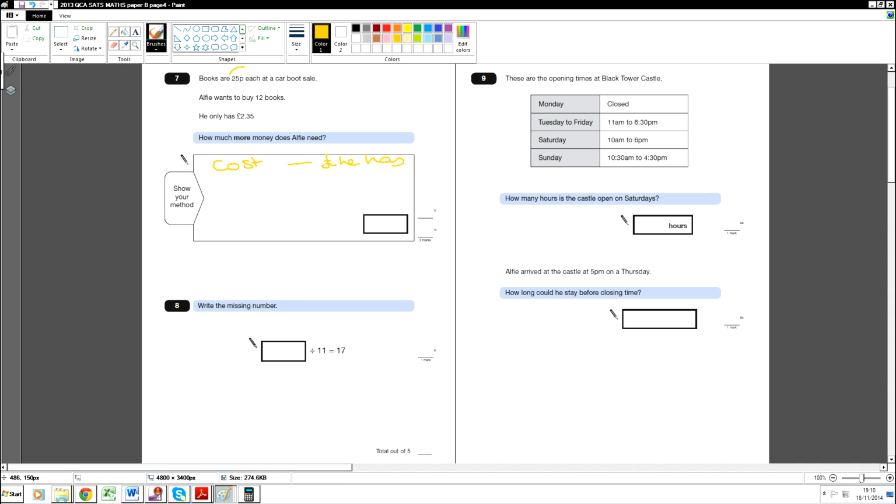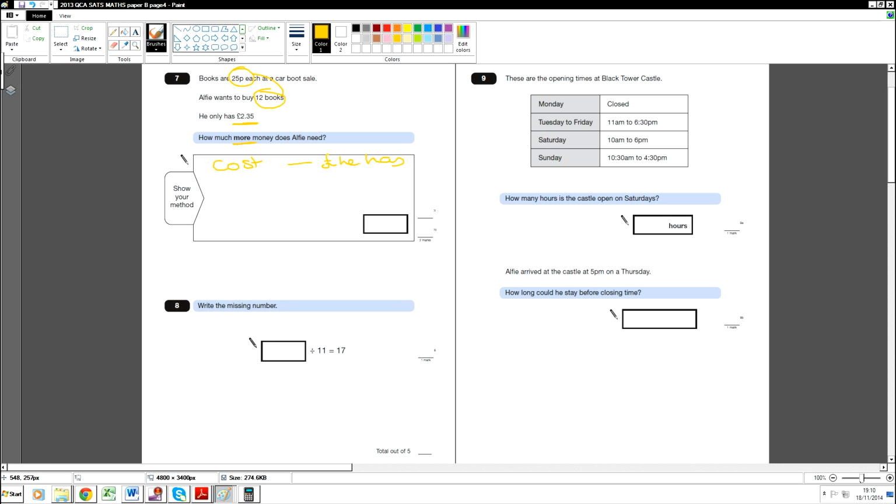Okay, so he wants to buy books at 25p each. How many of them does he want to buy? 12 of them. How much money does he have? £2.35. How much more does he need? So he's short. You have to work out how much the books are going to cost minus how much he has, and that will tell you how much extra he needs.